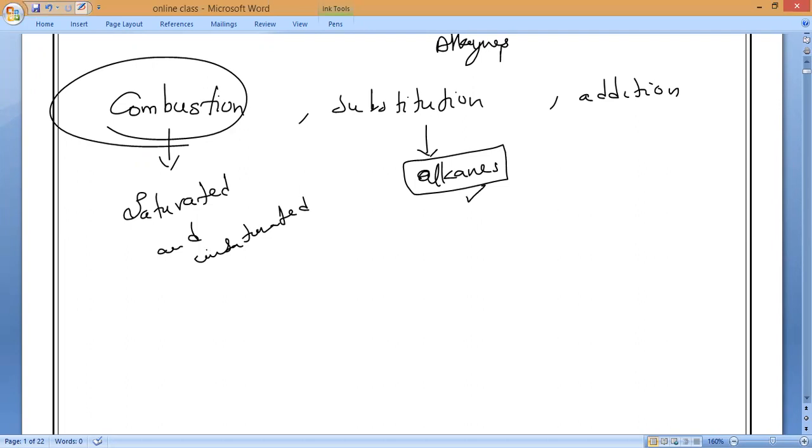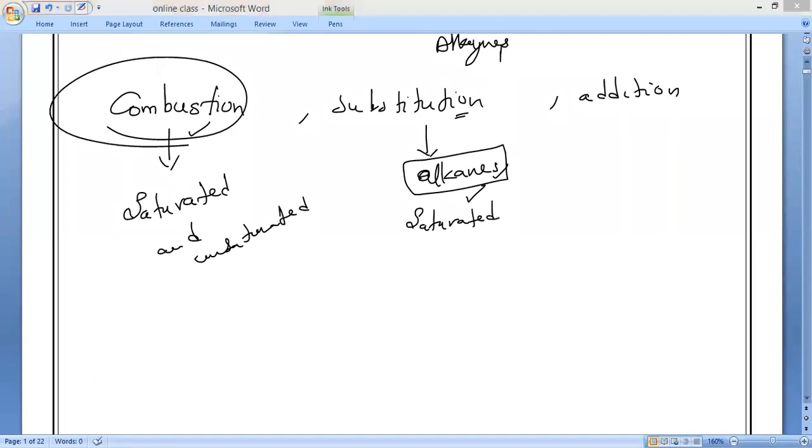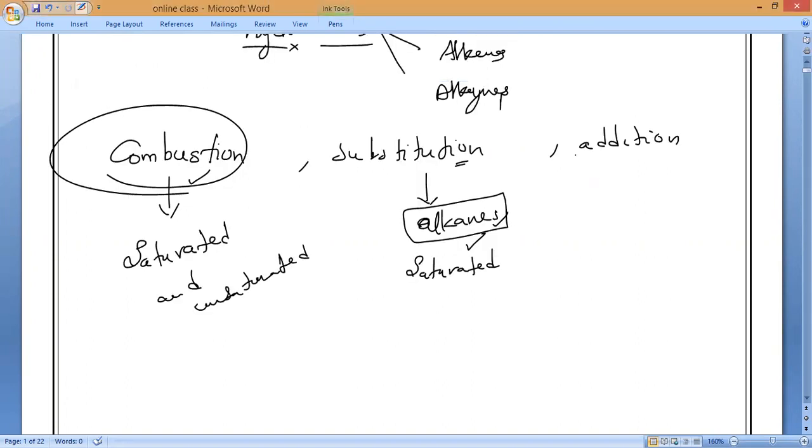So saturated and unsaturated, meaning all the alkanes, alkenes and alkynes, undergo the combustion reaction. But the substitution reaction will happen only in saturated hydrocarbons, meaning only alkanes. In the same way, the addition reaction will be given only by unsaturated hydrocarbons. So what is meant by only unsaturated hydrocarbons? Alkenes and alkynes.